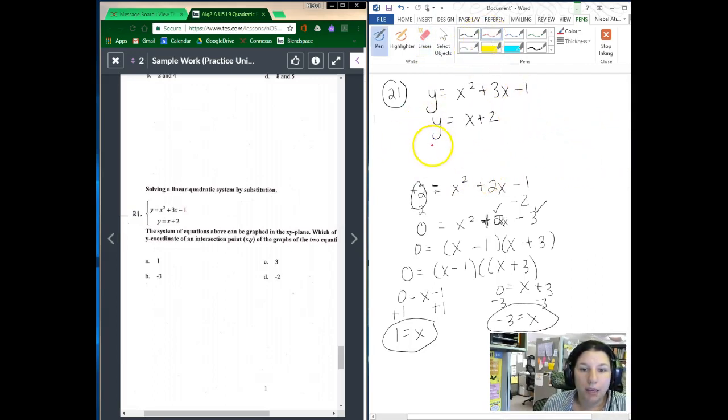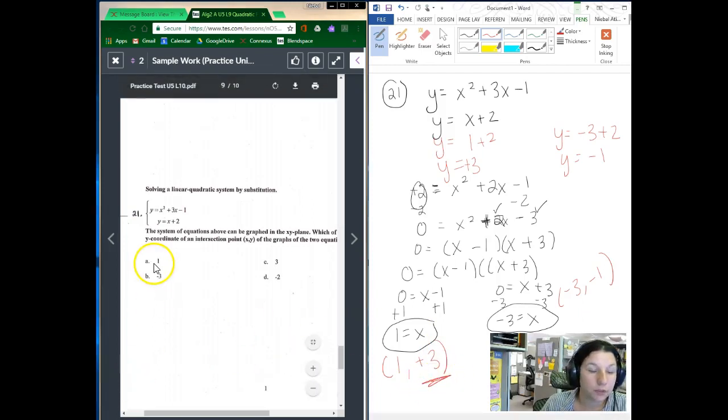So we know that y equals x plus 2. So y is going to be 1 plus 2, and y is going to be negative 3 plus 2. So our y coordinate is a positive 3. So this point gives me a positive 3, and a negative 1. So this point is negative 3, negative 1. So my answer is C. Positive 3 is one of the solutions here. So be careful. Always read the directions carefully.